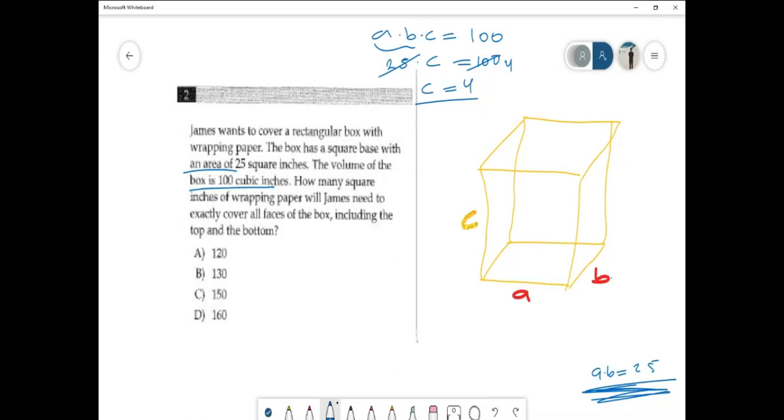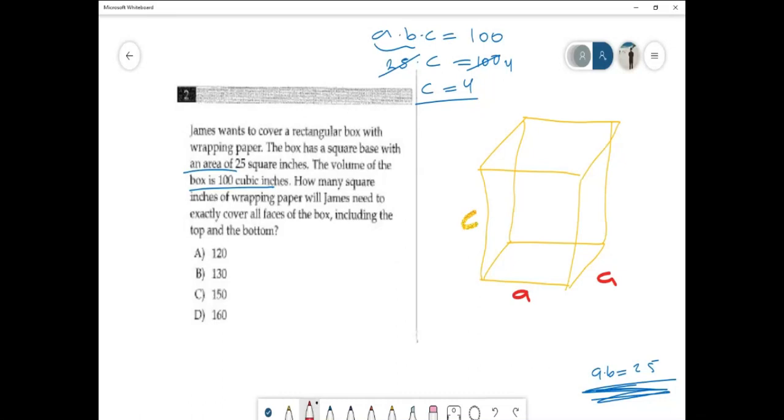Sorry, if it's a rectangular box, then it means it should be A times B. This is a square.